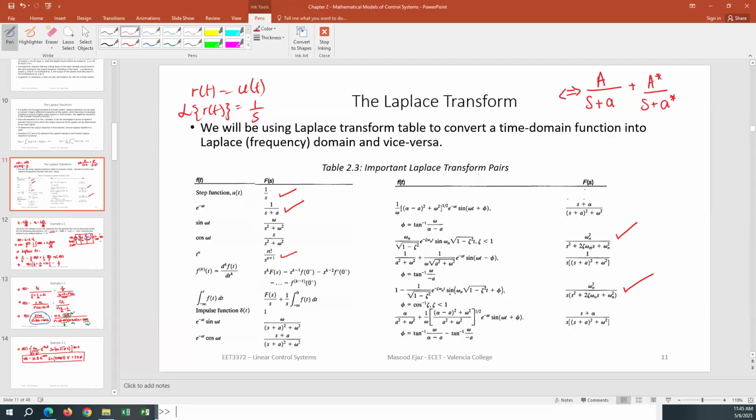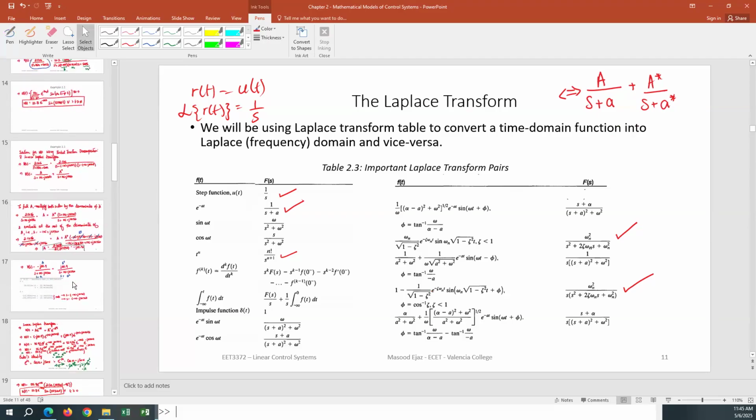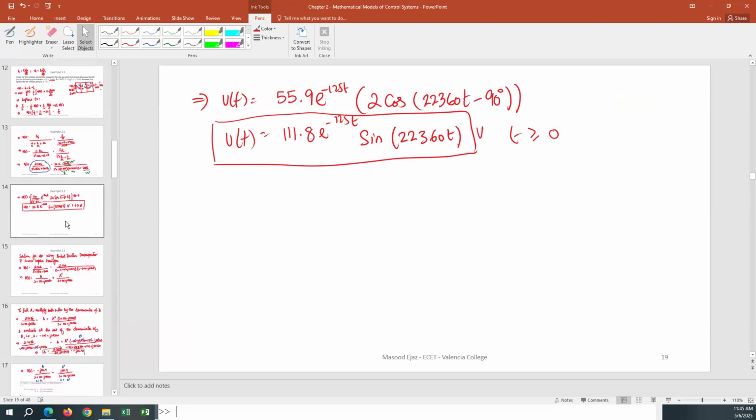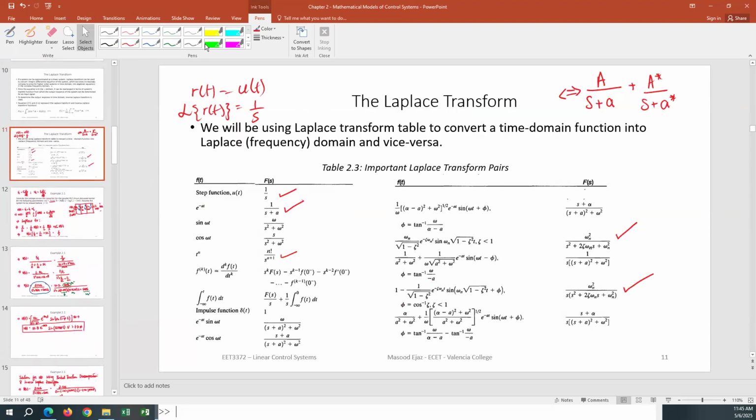then your relationship is going to be, let's go back and try to find the relationship between the two. So you have 2 times the magnitude of the numerator. And then in this case, a is what? Alpha plus j omega n, right? That's a. Alpha plus j omega n.